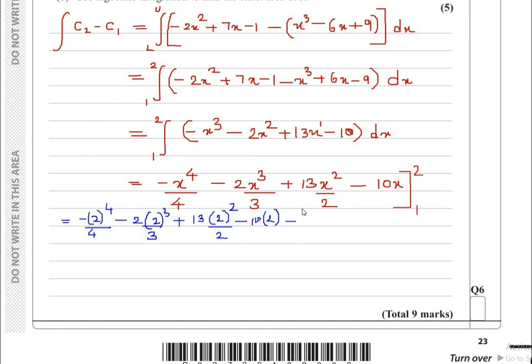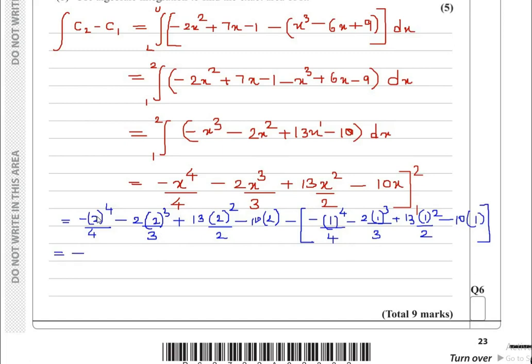Now we are going to subtract and we are going to put the lower limit, which is 1. So wherever x is there, we are going to substitute the 1. So it becomes 1 minus 1 raised to 4 over 4 minus 2 into 1 cube over 3 and plus 13 into 1 square over 2 minus 10 into 1. So we have substituted the values. Now let us solve this.